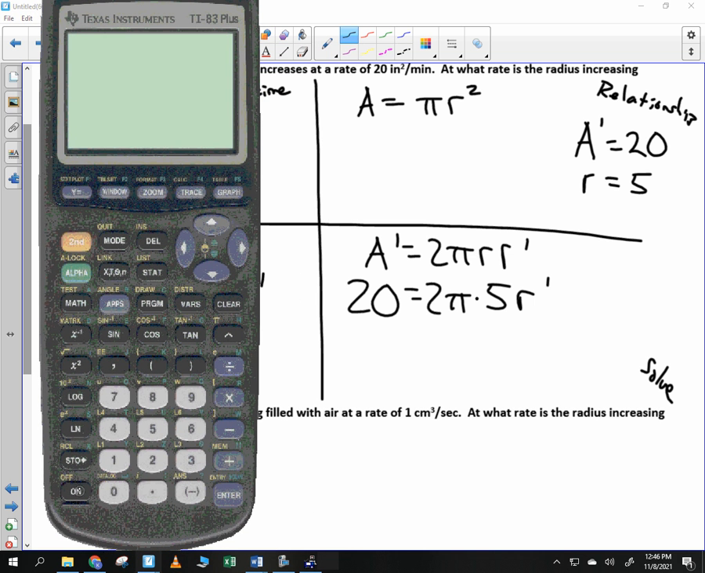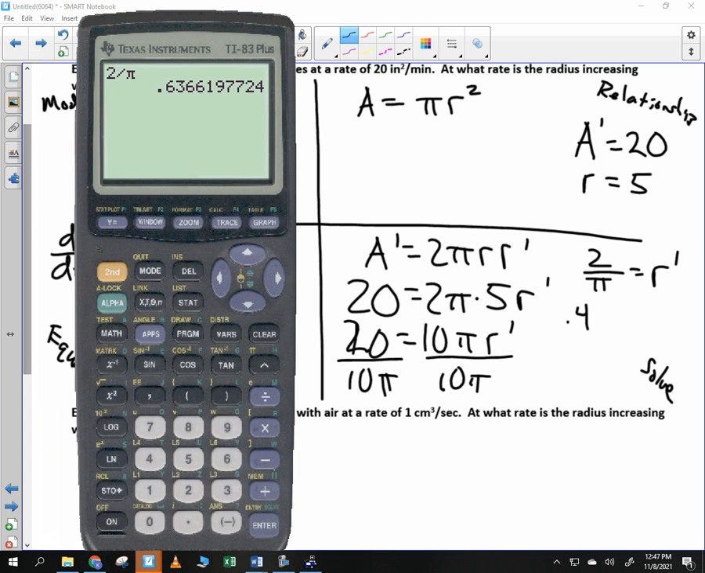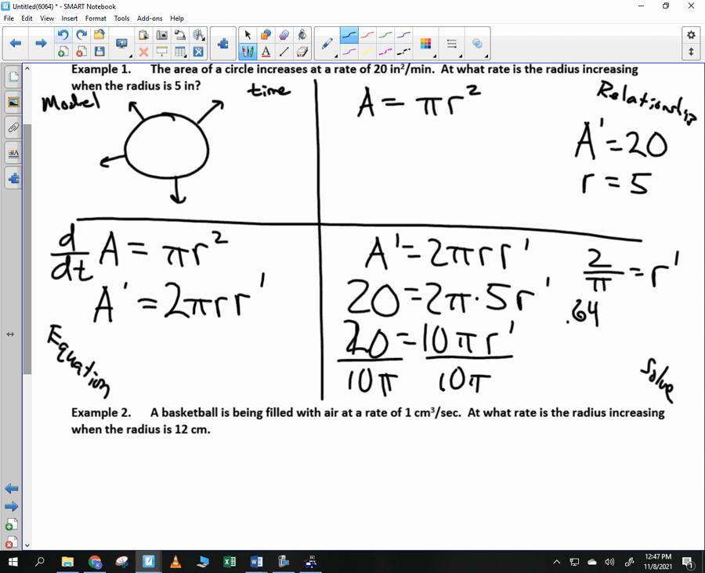And I'm going to take 20 equals 10 pi r prime. If I divide both sides by 10 pi, notice I get 2 over pi is equal to r prime. Now, if you want to come up with a decimal, 2 divided by pi, you can. You get 0.64. And I should attach a label to it.